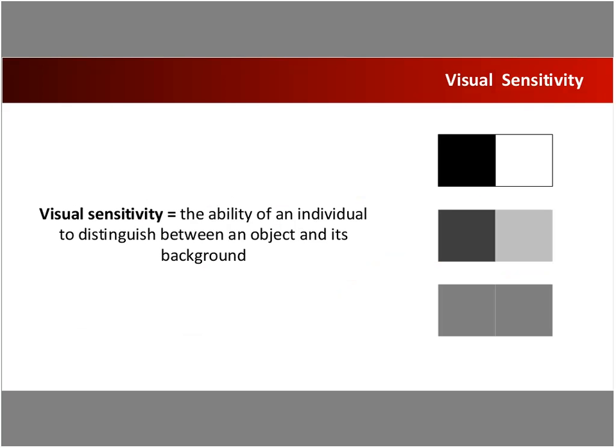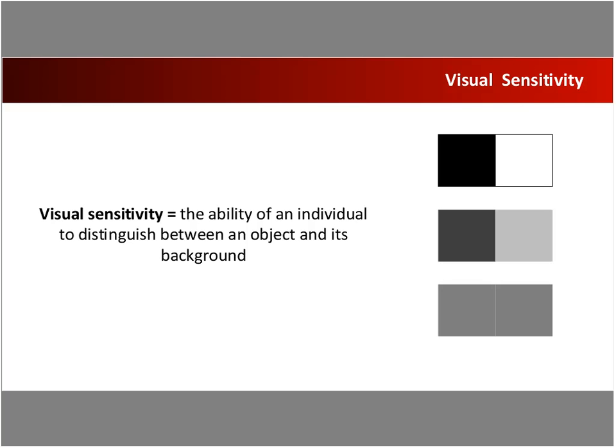So in order to test this, one of the parameters of visual ecology is visual sensitivity. In other words, the ability of an individual to distinguish between an object and its background. For example, right here you see two black and white boxes at the top. Under normal light intensities, it's very easy to distinguish between the black and white color. As we decrease light intensity, the contrast between black and white is decreased. It becomes more difficult to distinguish between the two colors. Eventually, if we decrease light intensity enough, it becomes almost impossible to distinguish between black and white as the contrast essentially goes away.